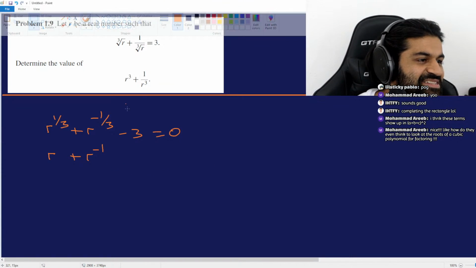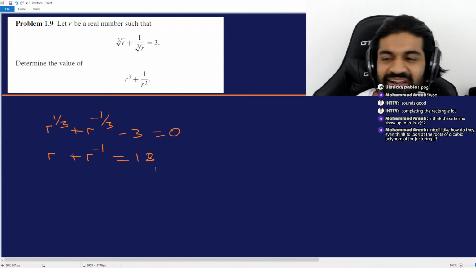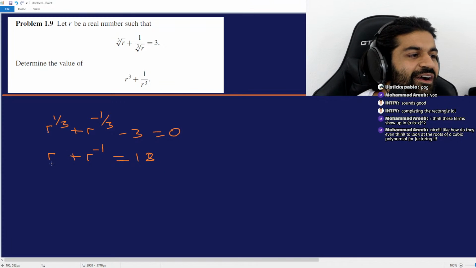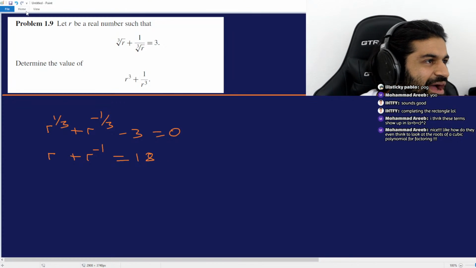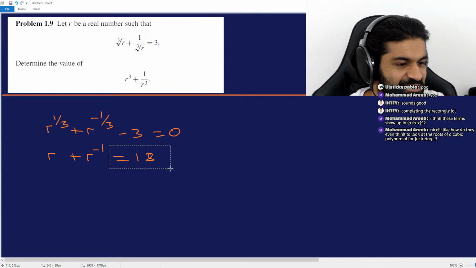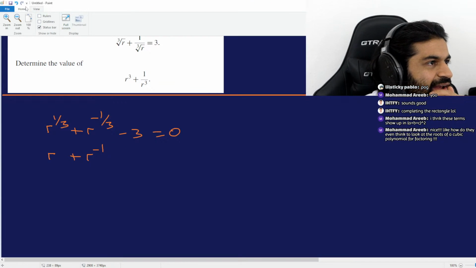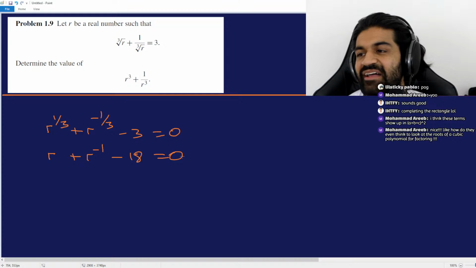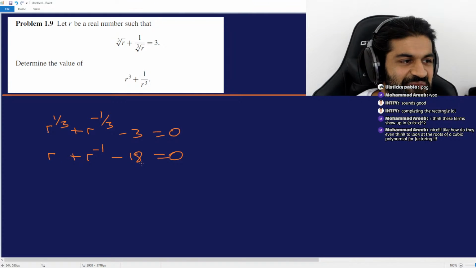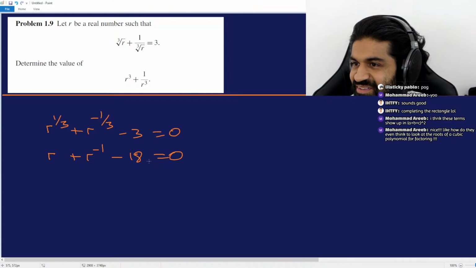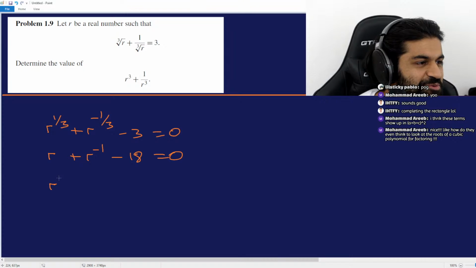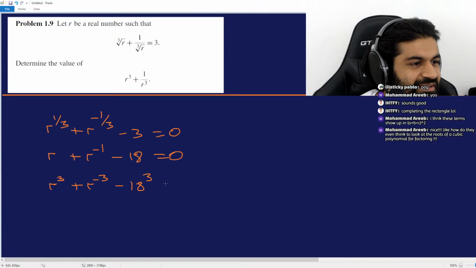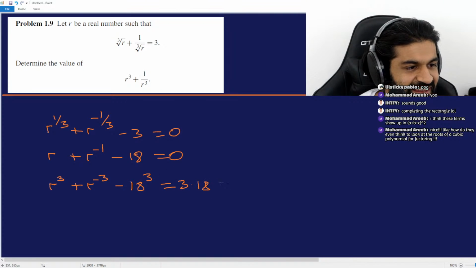So notice how much faster this is than what I was doing before. But now you know that r, actually, I don't know why I wrote it this way. I could have written it faster this way. So minus 18 is 0. But now the fact that these add to 0 means, again, that their cubes will add to 3abc. So their cubes will give you r cubed plus r to the negative 3 minus 18 cubed is going to equal 3 times 18. And now we're done.